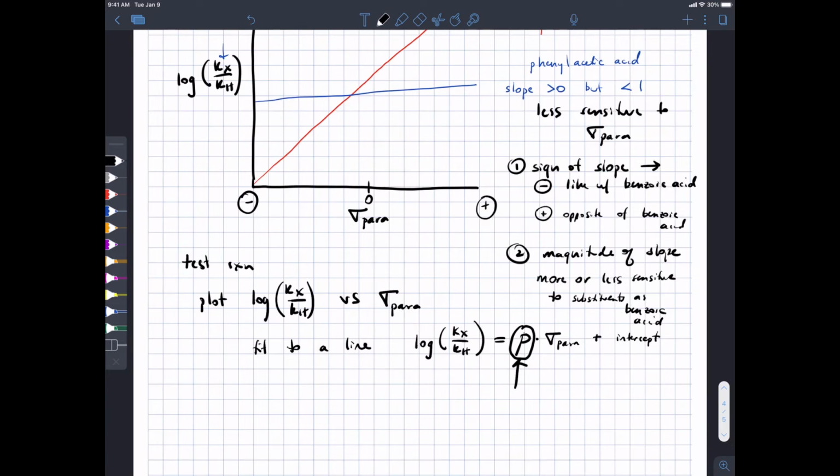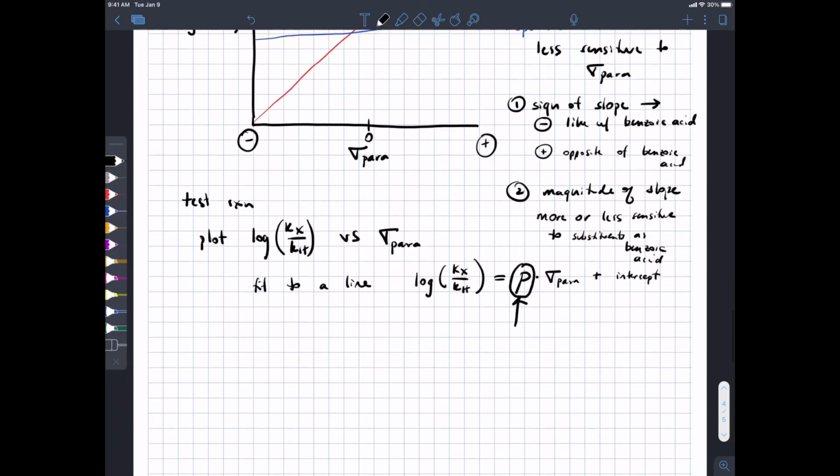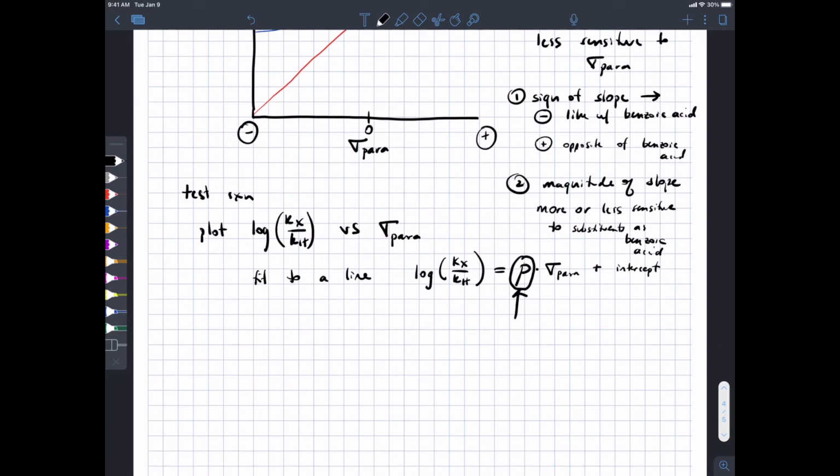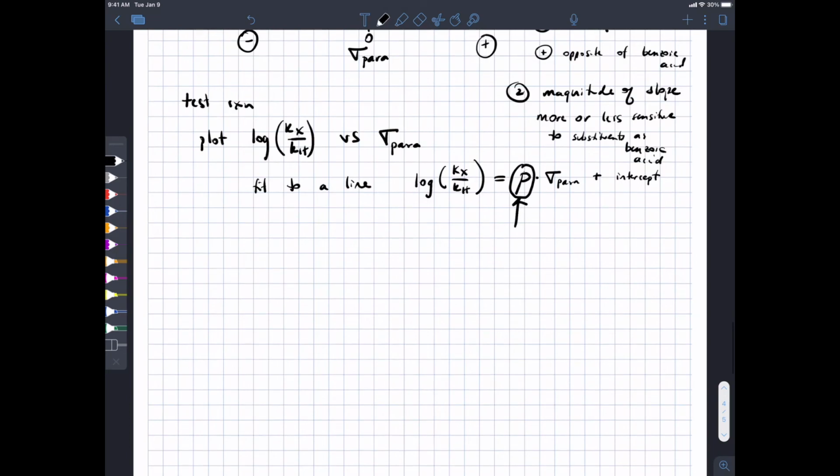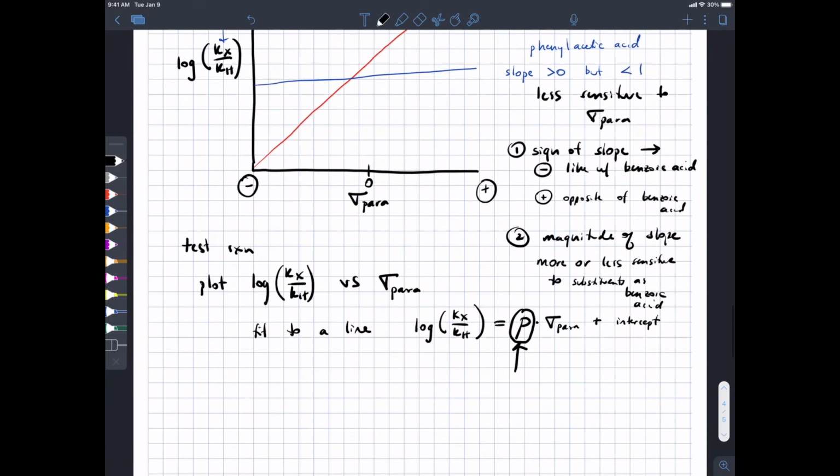Is the reaction involving a buildup of negative charge or positive charge? And how sensitive is that reaction to the buildup of negative versus positive charge? So let me show you an example of a reaction that you would expect to be sensitive, but to the buildup of positive charge. Before we go on, anything you want to ask about that?